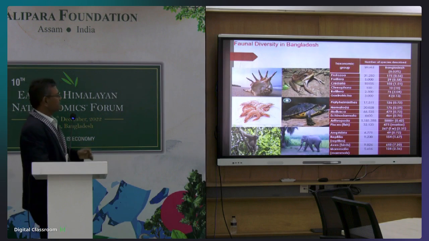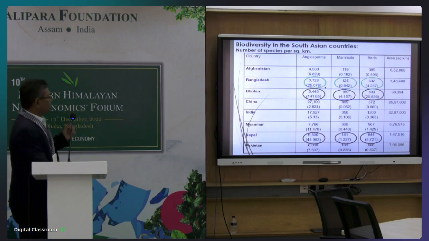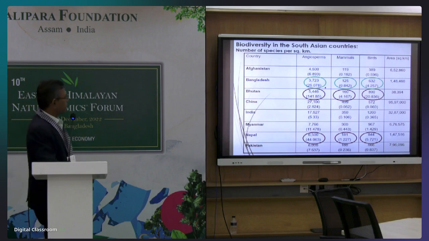So this is another slide that also shows the comparison in animal diversity between Bangladesh and the global average. Okay, fine. So this is the table that shows the comparison among the mostly South Asian countries.